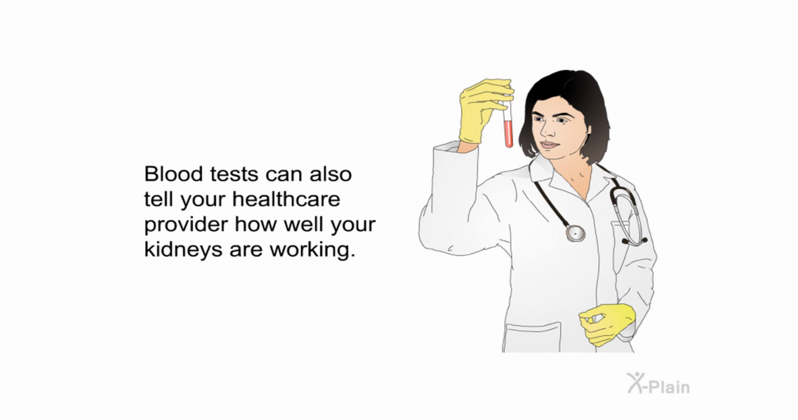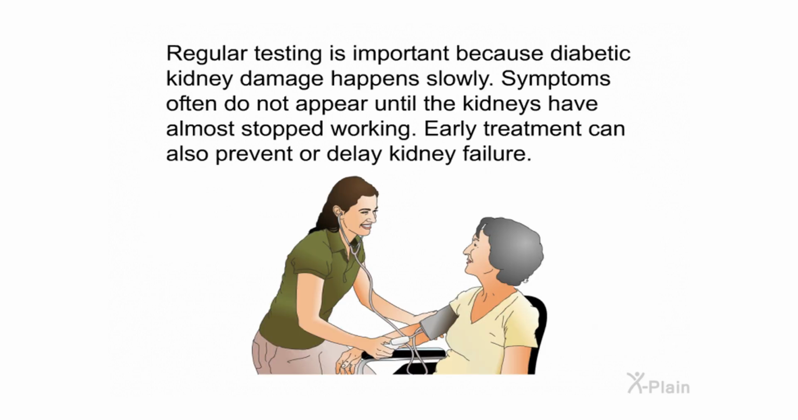Blood tests can also tell your healthcare provider how well your kidneys are working. Regular testing is important because diabetic kidney damage happens slowly. Symptoms often do not appear until the kidneys have almost stopped working. Early treatment can also prevent or delay kidney failure.